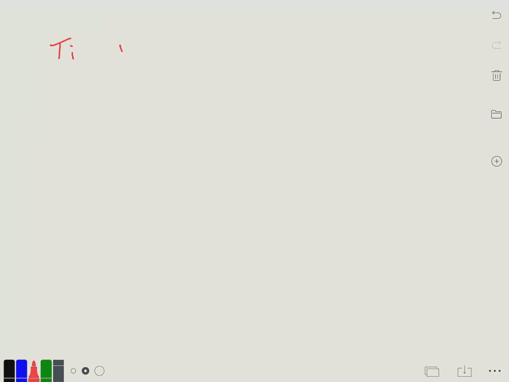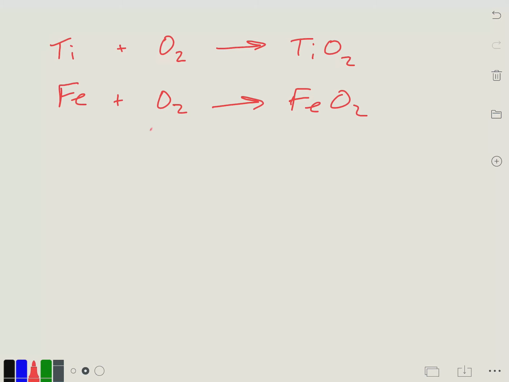Here's another one. Ti plus O2 is TiO2. Or iron plus O2 is FeO2. These are elemental oxygen. This is redox. This is what we would call rusting. This is oxidation. All right, so if you don't see the O2, here's another way to tell.